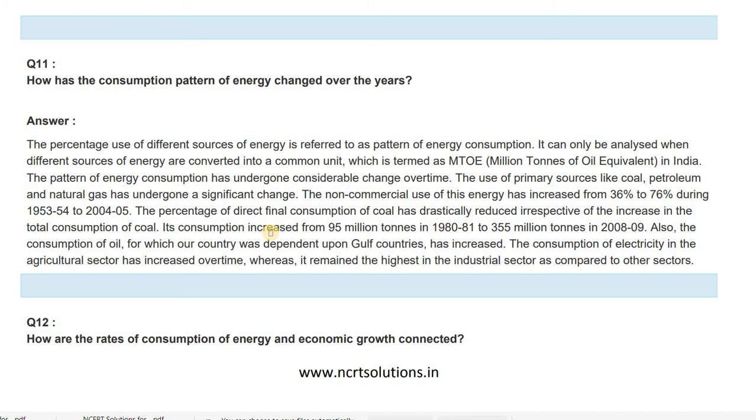Non-commercial use of energy has increased from 36% to 76%. The percentage of direct final consumption of coal drastically reduced. Then also the consumption of oil, for which our country was dependent upon Gulf countries, has increased. The consumption of electricity in the agricultural sector has increased over time, whereas it remained the highest in the industrial sector as compared to other sectors.